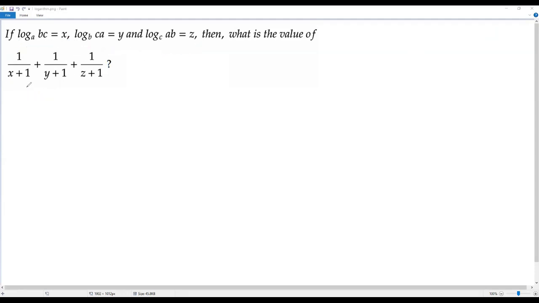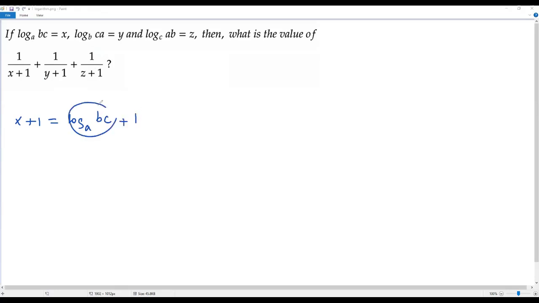Now I'm going to find the value of the expressions we have in the denominators. First, let me find x + 1, which is in the denominator of the first fraction. In the given question, we have log base A of BC equal to x. We can plug this in for x over here. Then I'm getting log base A of BC + 1.